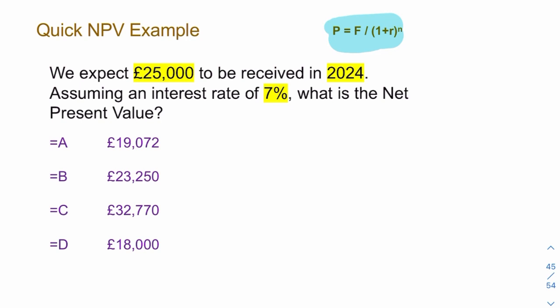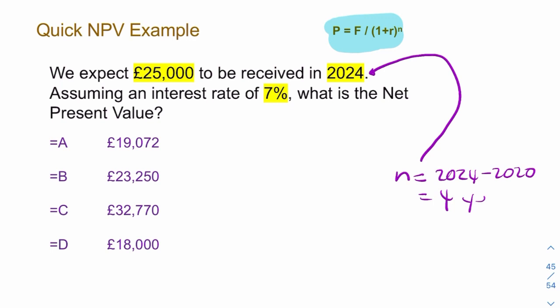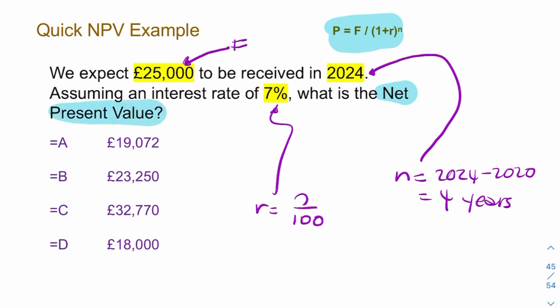And look at this example. Say someone is promising us not £105, but £25,000, and he's offering it to us in 4 years. So 2024, and we're in 2020 now, so that's 4 years. The 7% means R equals 7 over 100. We're expecting 25k, so that is my future value. So the question is, what is the present value? What's P? I don't think we even need the word net in this case. We simply plug the numbers into the formula: F divided by (1 plus R) to the power n. And in this case, it'll give you just over £19,000.